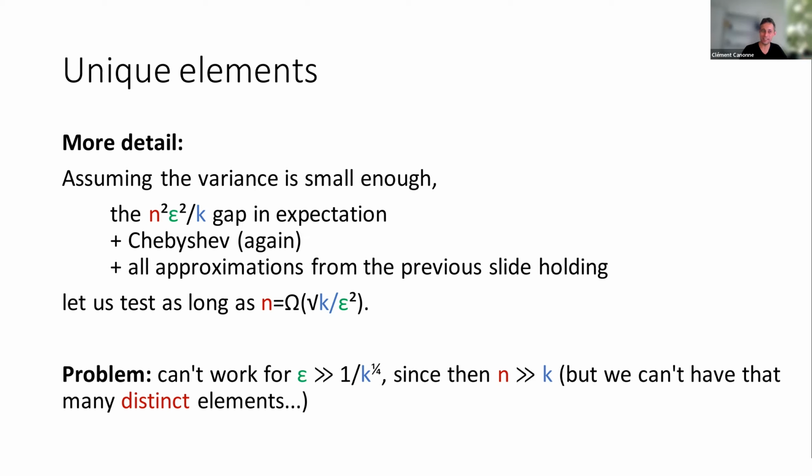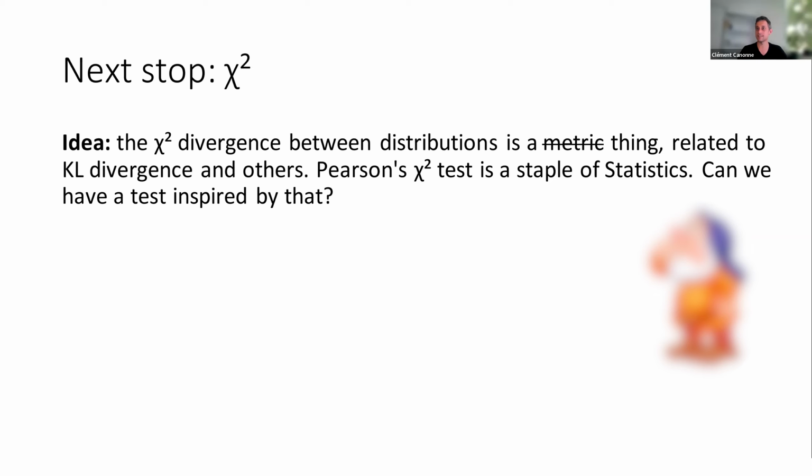In the next 10 minutes, I want at least to cover this one, because this is one that you've probably seen in statistics. The idea behind the chi-square test is essentially that there is a notion of distance between distributions. It's called the chi-square divergence. It has a bunch of properties. It's called an f-divergence. It's related to KL divergence and total variation distance by kind of simple inequalities.